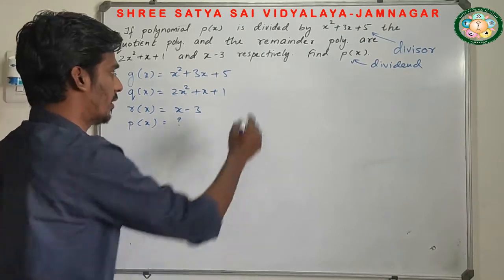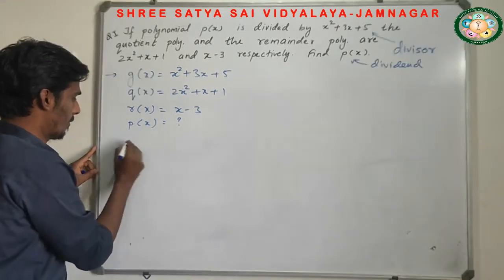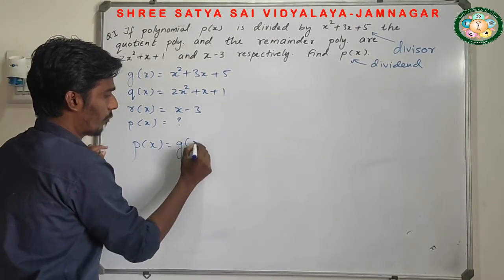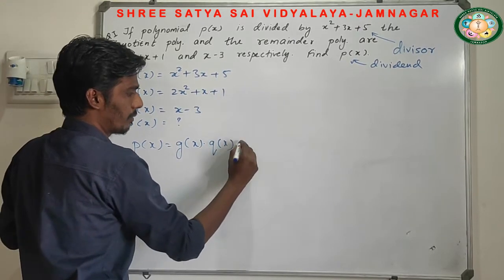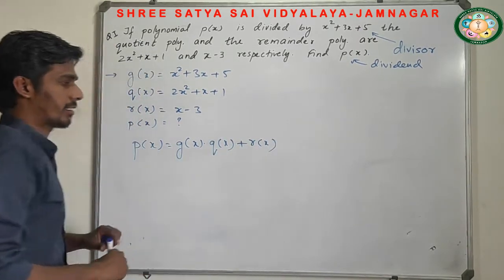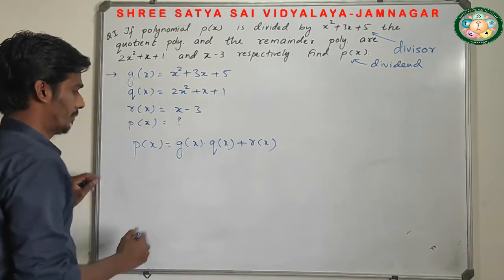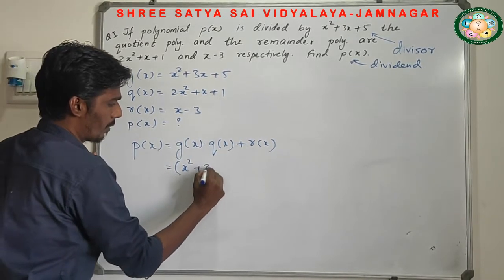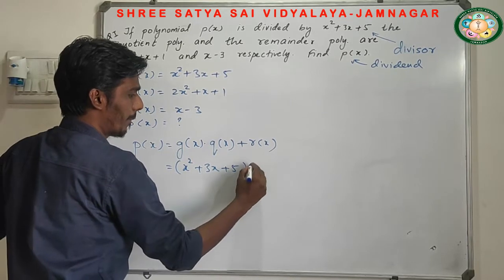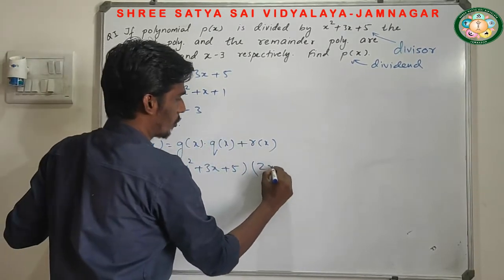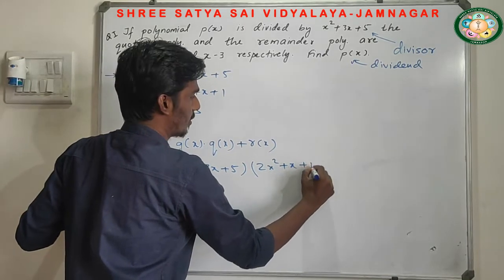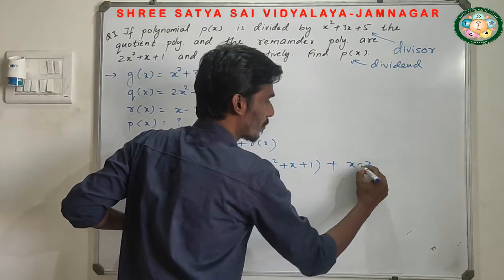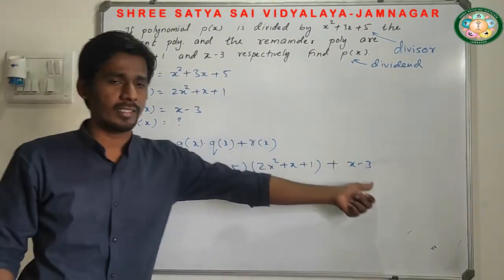Now as per the division algorithm, p of x equals g of x into q of x plus r of x. Now replace all the values. What is g of x here? It's x square plus 3x plus 5. What is q of x? 2x square plus x plus 1. What is r of x? It's x minus 3. So I got g of x, q of x and r of x.